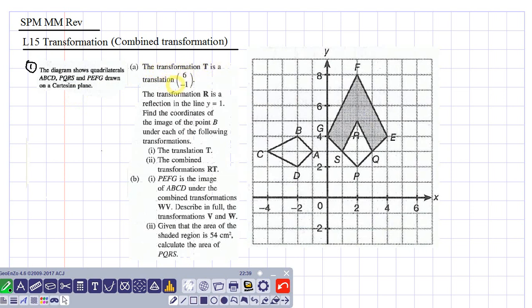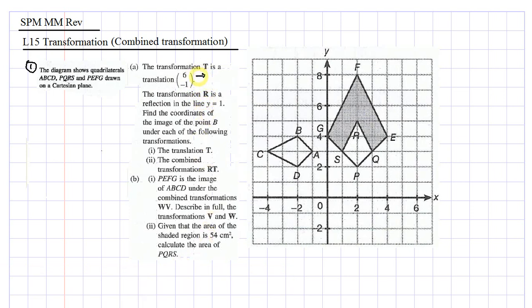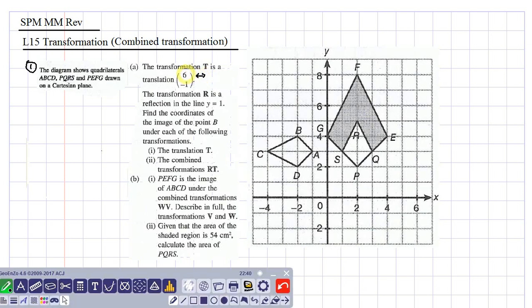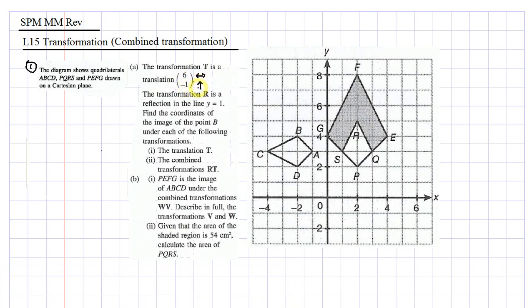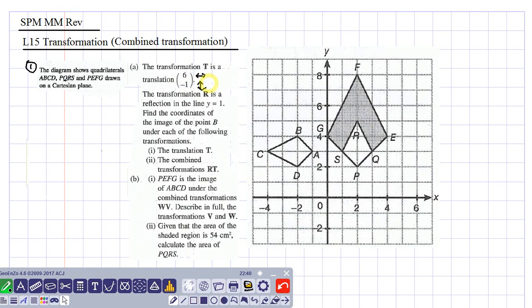Transformation T is a translation. Still remember translation? You have learned 4 types of transformations: translation, reflection, rotation, and the last one is enlargement. So T is a translation (6, -1). Still remember? 6 means 6 steps to the right, and -1 means go down 1 step. The number on top means right or left. Since this is positive, go to the right. The number at the bottom means up or down. This is negative, so go down.